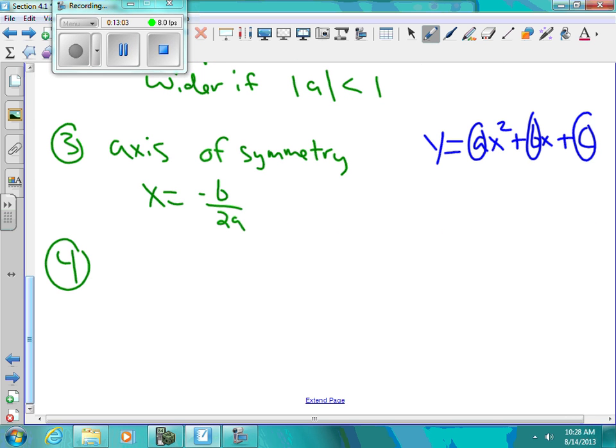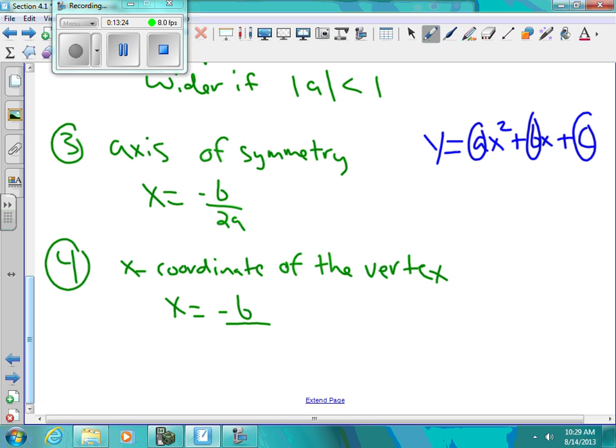We also are going to have to find the x-coordinate of the vertex, okay? And the vertex in general. The x-coordinate of the vertex has a formula as well. And you're thinking, oh man, another formula. But lucky for you, it's actually the same formula as the axis of symmetry, which makes sense. The axis of symmetry has to go through the vertex, so they should have the same equation.